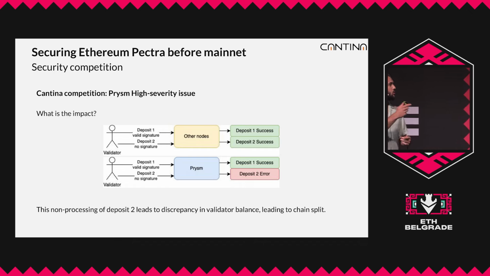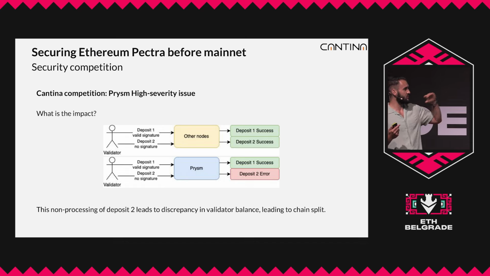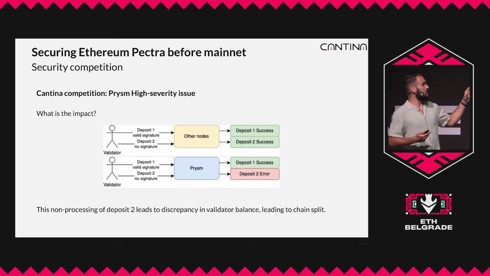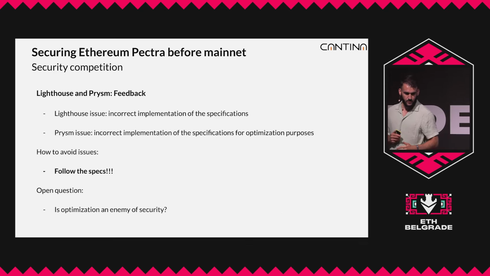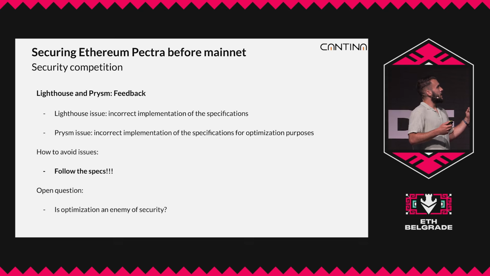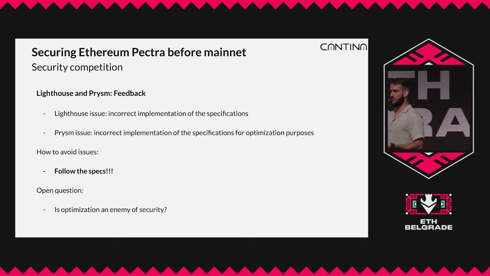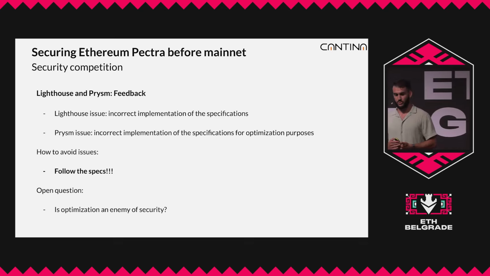Same thing again. You compute a different state because of the balance. The deposit is just ignored. And then chain split, breaking the finalization. So what we can take back from those issues is that every time, you just do not follow the spec. For optimization purposes, maybe for other things, but you are not following the spec. So this is the big issue.